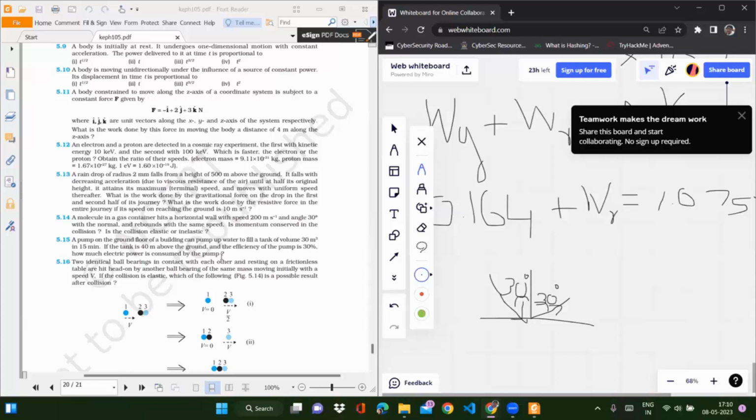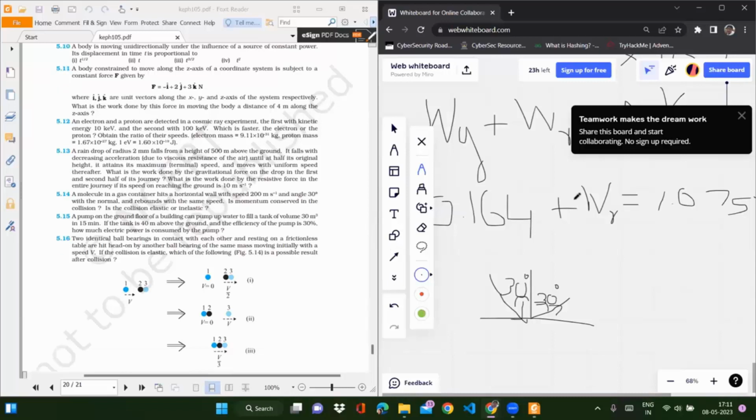So we can say there is no recoil of the wall due to the hitting of that molecule. However, the momentum will remain conserved, and the kinetic energy of the system is also conserved. The wall doesn't gain any kinetic energy, as it is much heavier in mass, and the kinetic energy of the molecule will be the same. So definitely the momentum will be conserved.